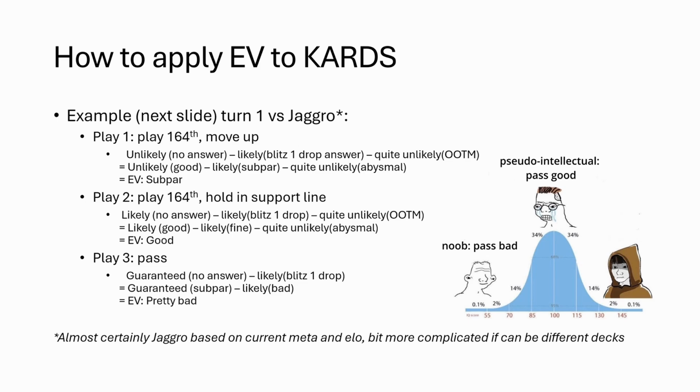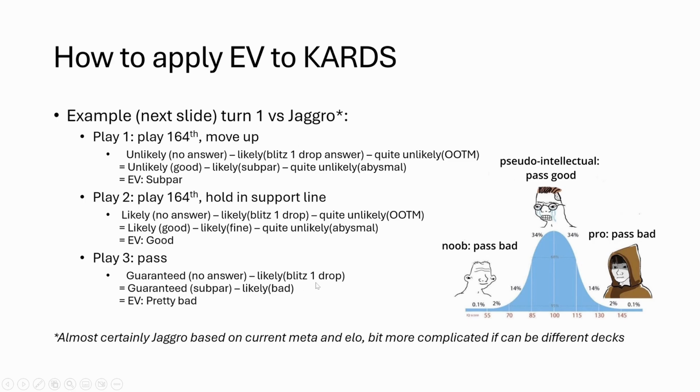And then, if you're a professional cards player like me, you'll realize that while it's guaranteed that they have no direct answer if you pass, it's still likely that they have a Blitz 1-drop, and now it's actually bad if they have a Blitz 1-drop. Notice in the first two scenarios when they had a Blitz 1-drop, first one it's subpar, second one it's fine, but if you pass, it's bad if they have a Blitz 1-drop.